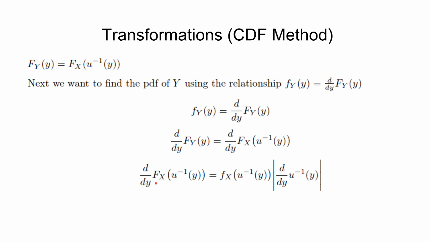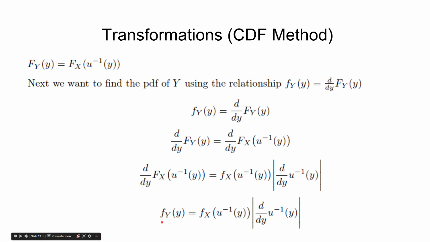Because the derivative of capital F sub x is little f sub x, we can just do that, but we also need to use the chain rule. So we need the derivative of u inverse of y. Now, the reason why we're taking the absolute value here is because we want the positive value. If u is an increasing function, this is going to be positive anyways, and if u is a decreasing function, then this will actually be negative, and we need it to be positive, so we take the absolute value. We now have a formula for the distribution of y given the distribution of x, so long as we know the inverse of our transformation and the derivative of the inverse.